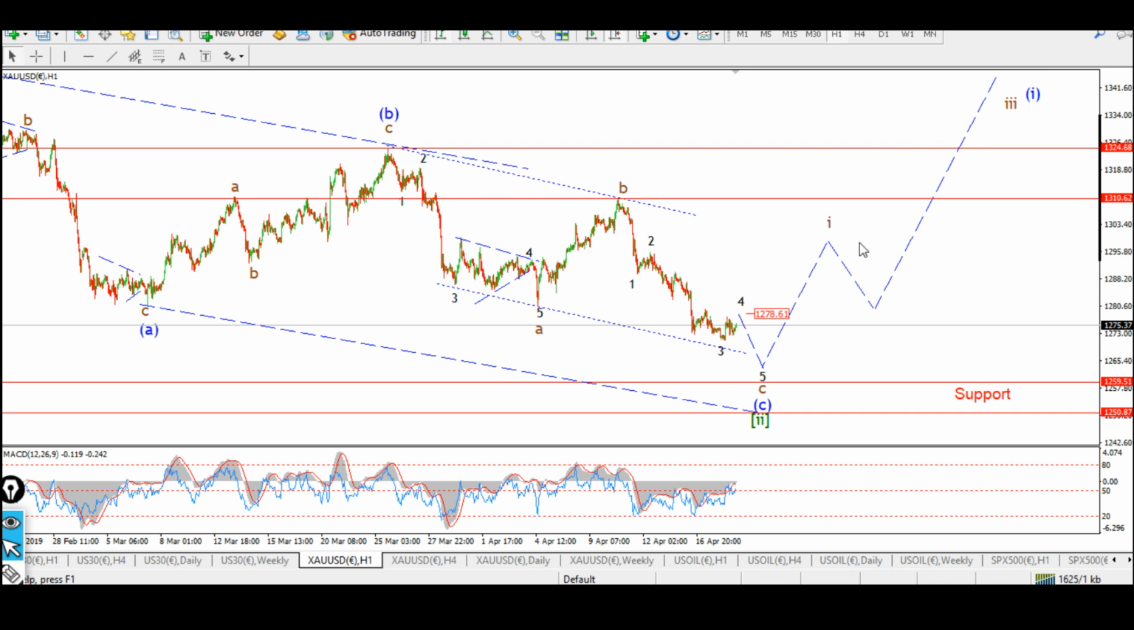So near term, we just have corrections to complete, and then we have to move up again impulsively. So gold, medium to long term upwards. The near term, we've just got to finish this further three-wave pattern here.